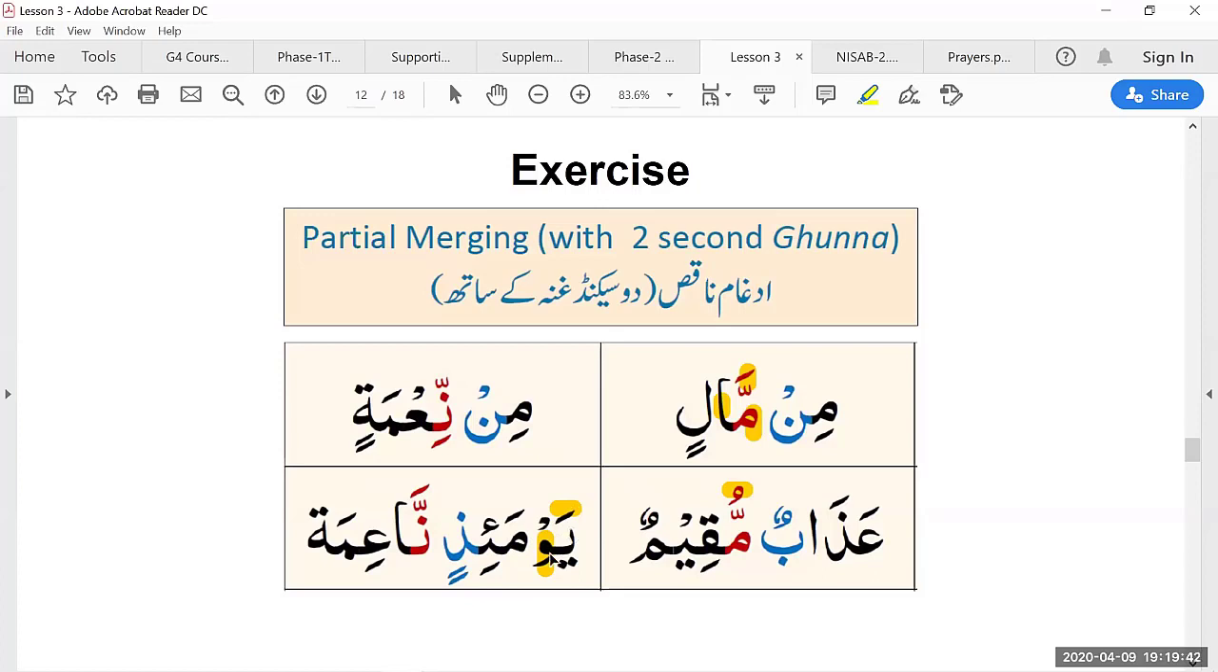So in this word, this waw is a letter of leen. Because the previous letter is carrying a fatha stroke, we softly prolong it for 2 seconds. Yawma idhin na'imah. All right, jazakillah L308.